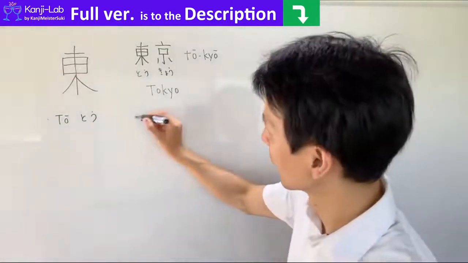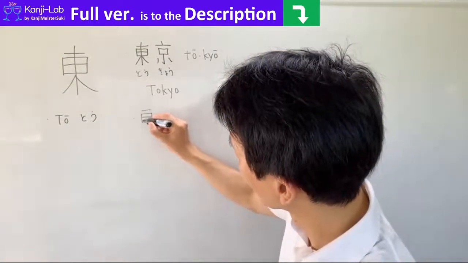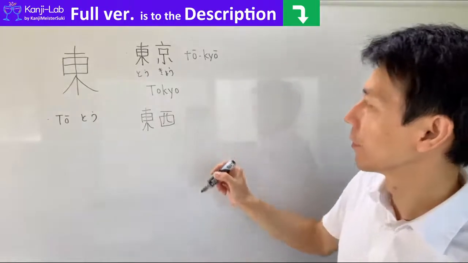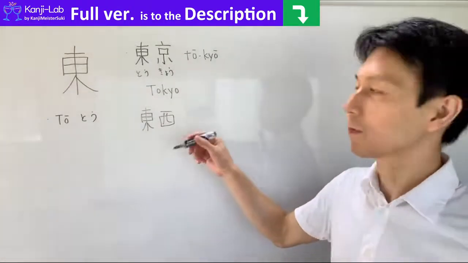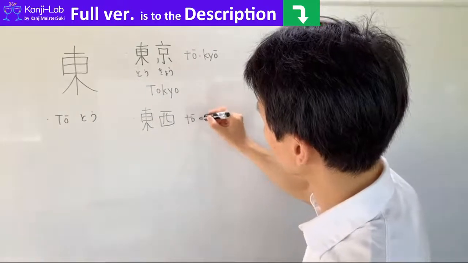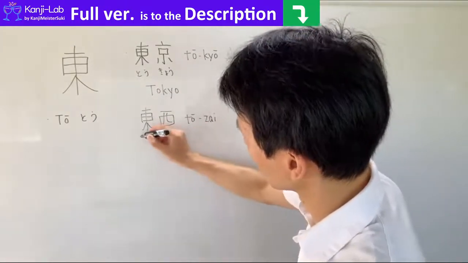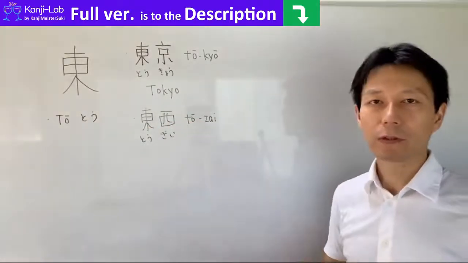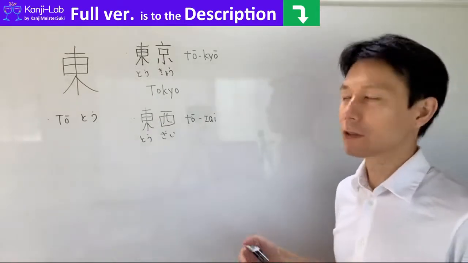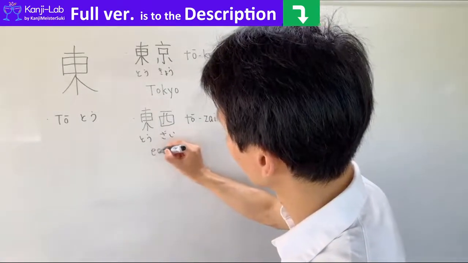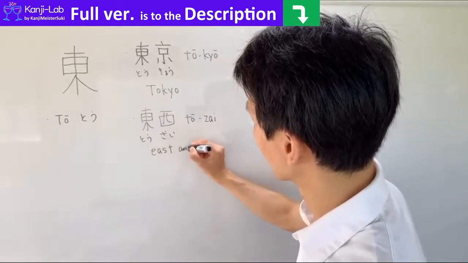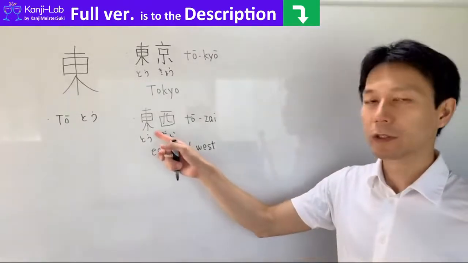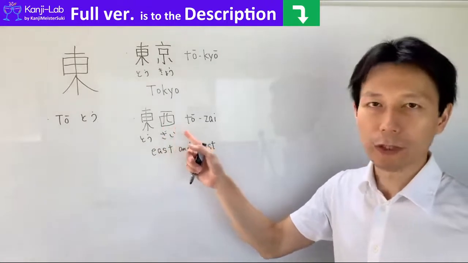Next. Tozai. Tozai means east and west. To means east. Zai means west.